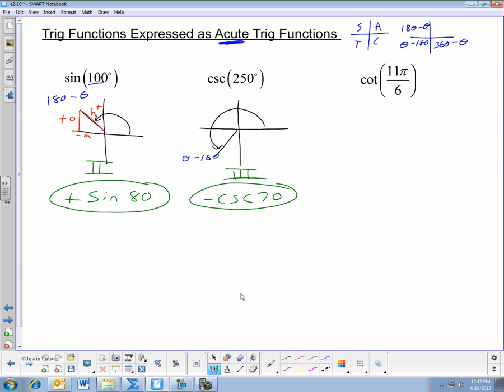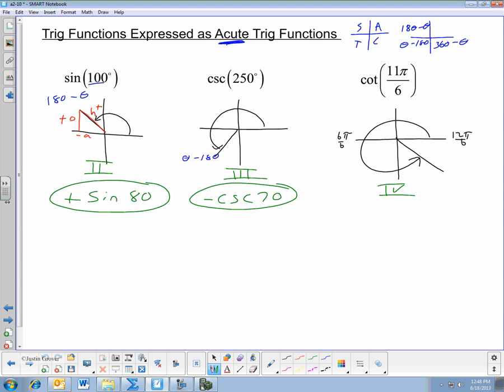The last one is cotangent 11 pi over 6. First of all, what quadrant are we in? It's a little tricky in radians, so you have to think about it a little bit. But remember, it's over 6. So 180 would be 6 pi over 6, and 360 would be 12 pi over 6. And I see I'm just short of that at 11 pi over 6. So that's how I know I'm in quadrant 4.